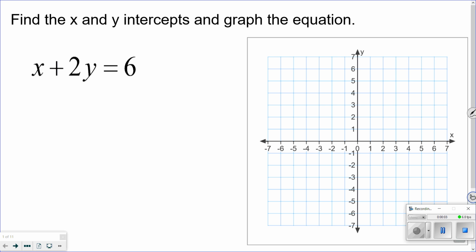Before we get started on today's stuff, I thought I would take just a sec to review how to find x and y intercepts and graph the equation. So if you remember, to find the x-intercept, let's start with that.